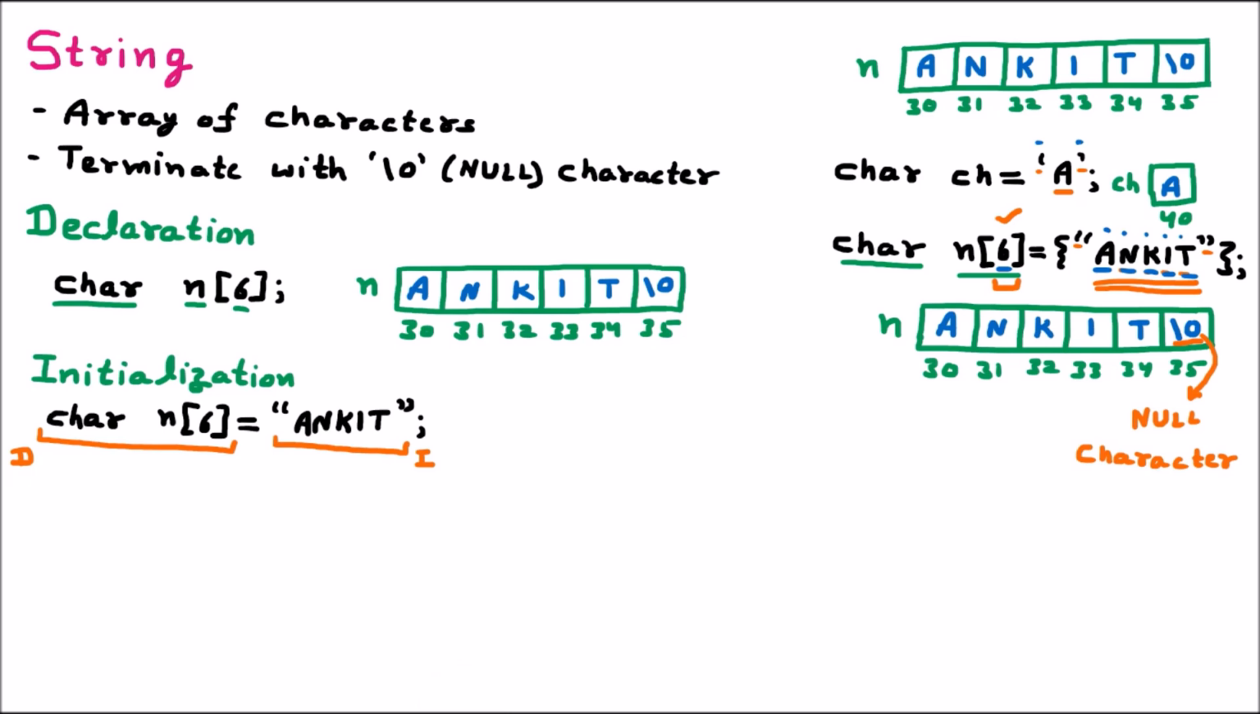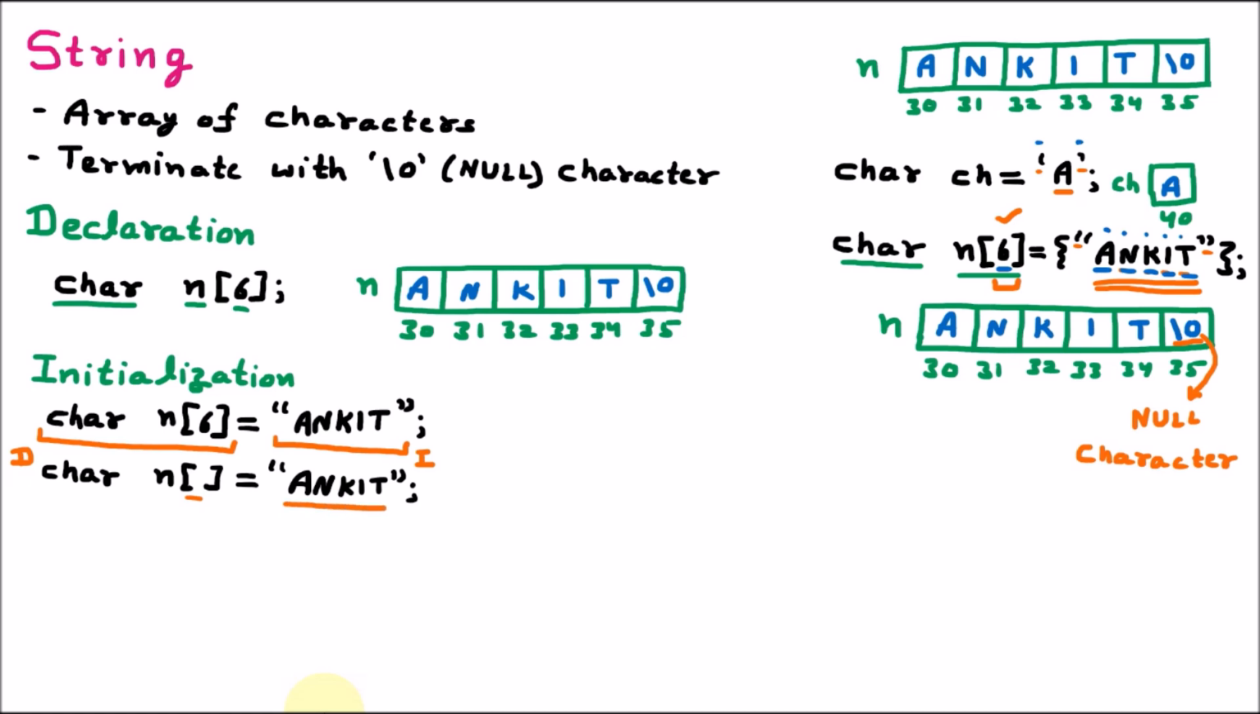There is one more way of writing this. We can simply say char n, and inside the brackets we are not providing the size, and we are simply saying equal to, then double quote start, and here we are saying simply Ankit. So this is the initialization. Here we know that we have not given the size, but we are providing the complete initialization, so we are giving the name Ankit.